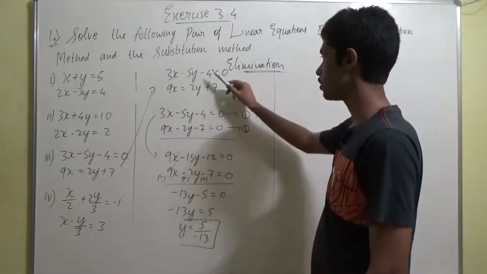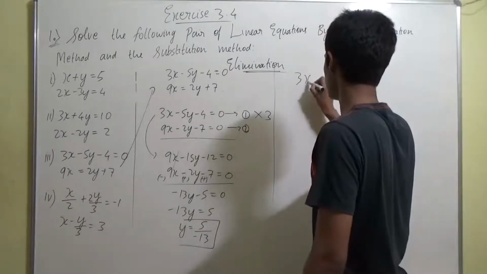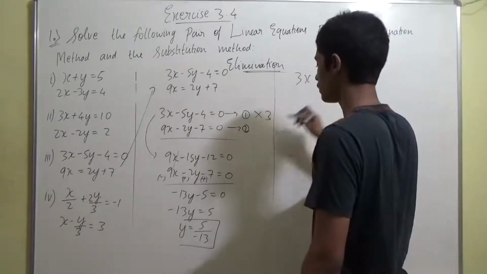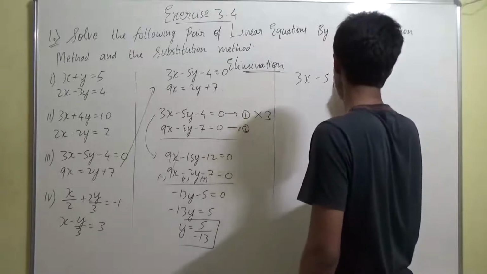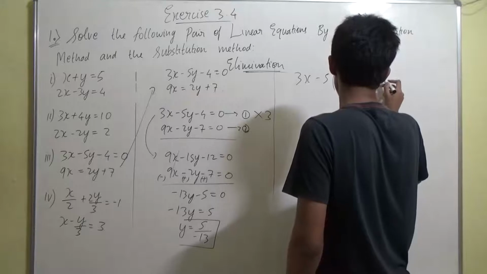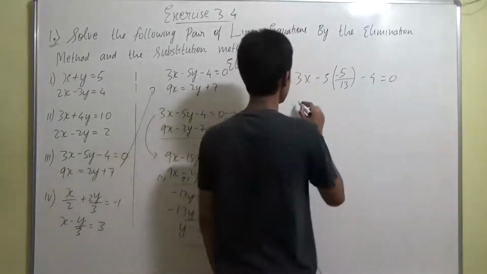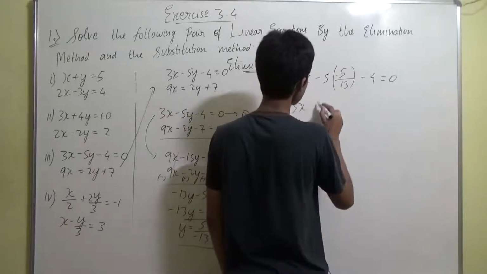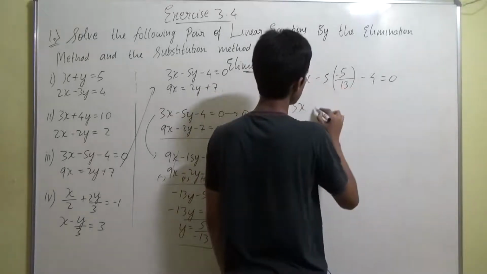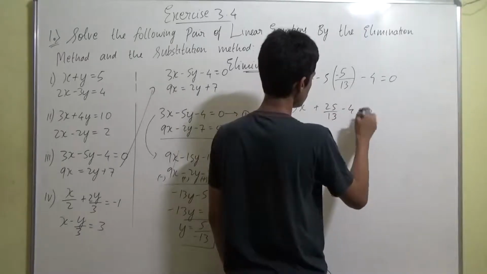So I'll substitute this value of y in equation 1. So it will become 3x minus 5 into, in place of y I am going to substitute minus 5 by 13, minus 4 equal to 0. This is the equation, right? Now if I simplify this, it becomes 3x. Minus into minus becomes plus. So it becomes plus 25 by 13 minus 4 equal to 0.